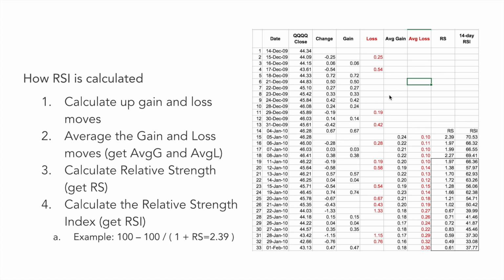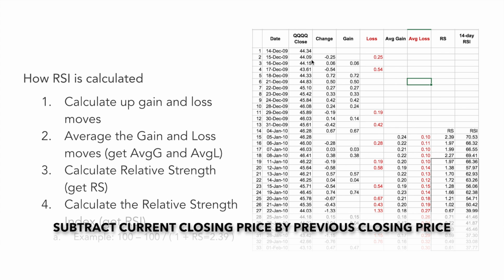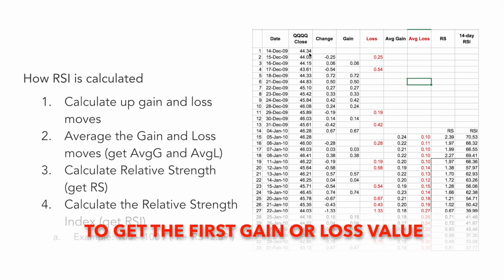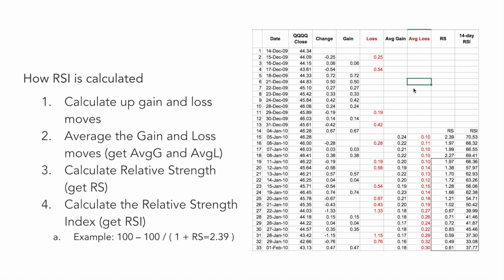To calculate the RSI, you essentially need to calculate the up gain and loss moves. You get those by subtracting the previous day's closing price from the current closing price. What you'll notice in this diagram is that the columns to the right are empty. The reason is that the RSI looks back 14 days to get its first value. So the first value you'll get is on the 15th cell, because we have to calculate the last 14 days to get our first value on the 15th day.